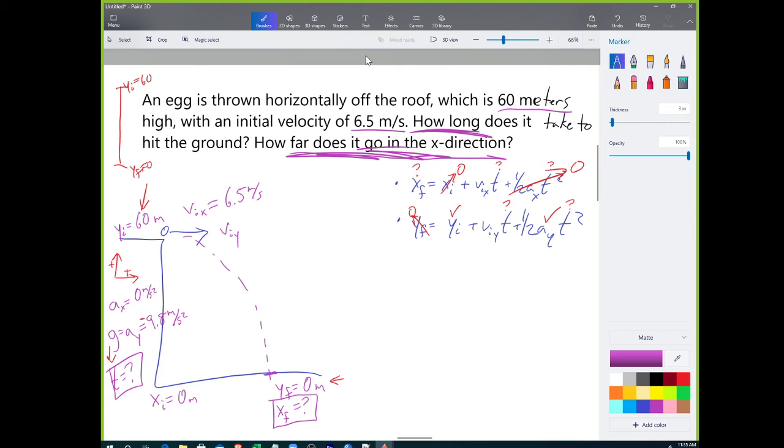Krista looks like she was going to go for it. Is it 0? It is 0. Because if I'm moving horizontally, I don't leave anything for the vertical. If I throw something horizontally, I didn't throw it vertically. There's no vertical part there.